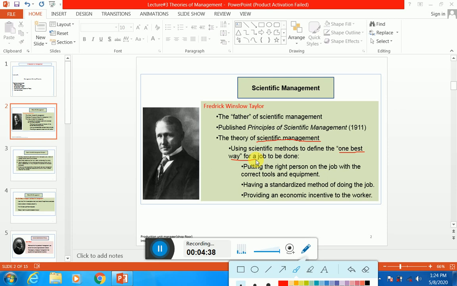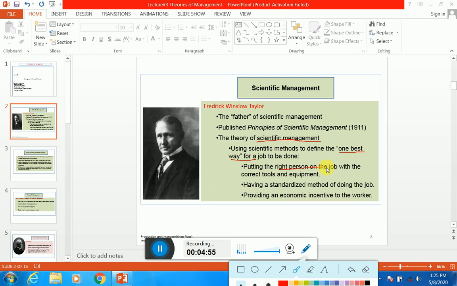Scientifically, Taylor said that every job should be done in the best way. That was the first principle or first point under the scientific management theory, that the one best way to perform a job.